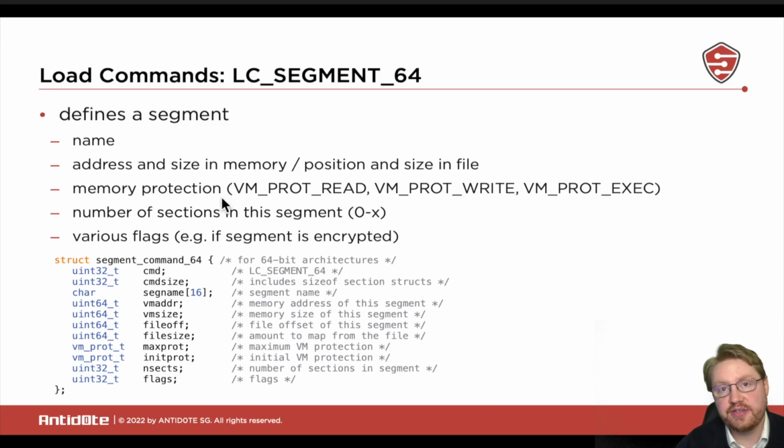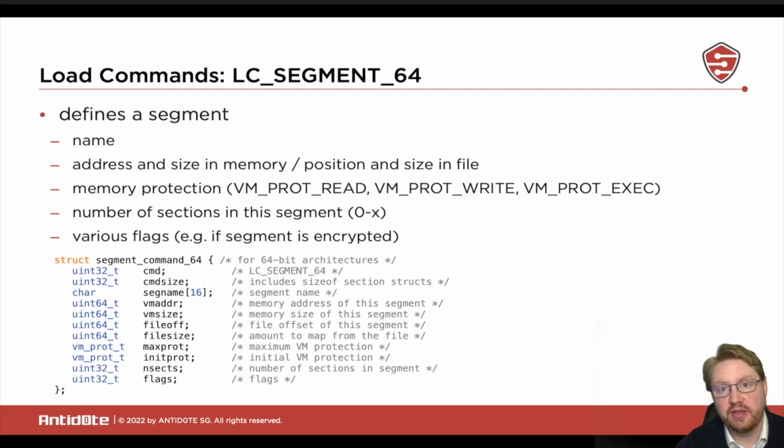So for each segment we basically store what is the name of the segment, where in memory is it, how big is it in memory, and where is it in the file and how big is it in the file, because a segment can be small inside the file but huge in memory, then it's basically filled with zeros at the end. We also need to store the information, what is the protection level of this segment. Is it a read-only segment, is it read-write, or is it just executable and stuff like that.